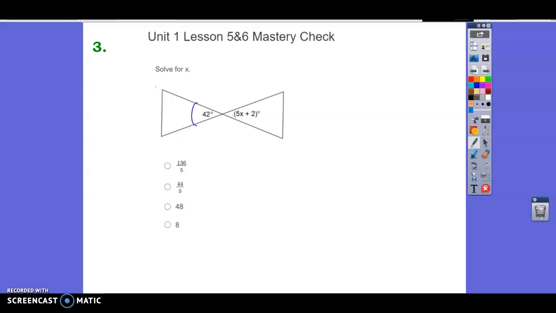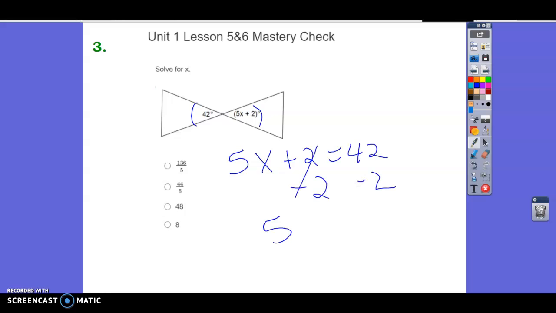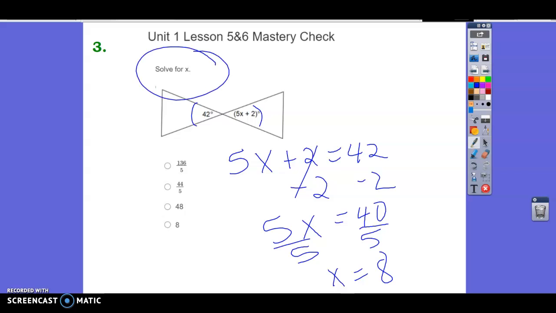Solve for x. These are vertical angles, which means they are equal. So we go ahead and set them equal to each other. Solve for x. And we get 5x equals 40, divide both sides by 5, and we get x is 8. Then we read the problem again. The question says to solve for x. We have already done that, so we are done, and there's your answer.